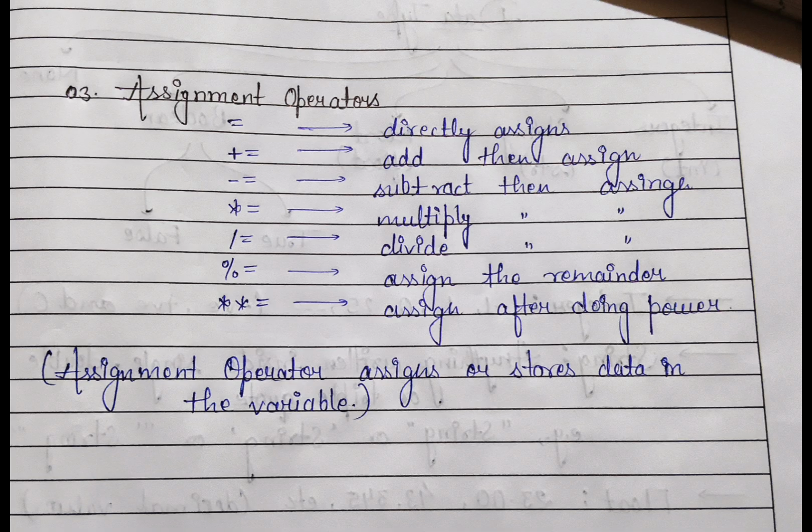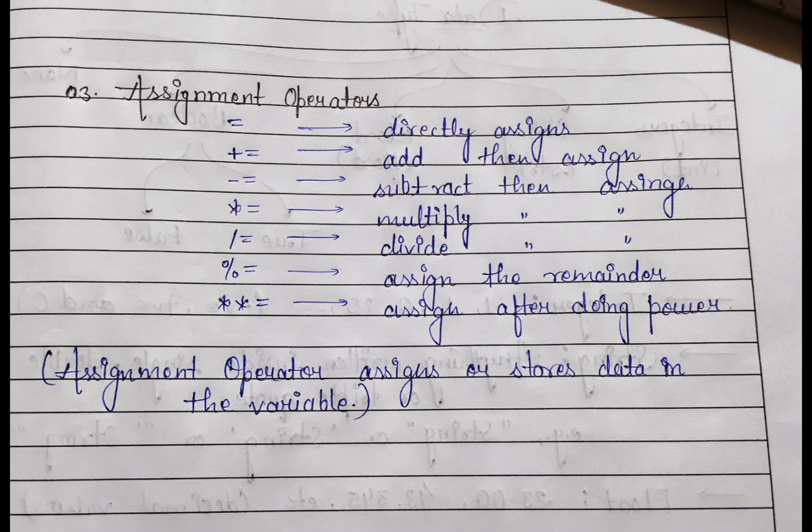So equal to directly assigns the data in the variable without doing anything. All the other assignment operators first modify it, then store it in the variable. Like the second one, plus and equal to. It first adds the thing which we have given to add, and then it stores it in the variable. And similarly minus equal to, it first subtracts then stores. Next one is asterisk equal to, it first multiplies and then stores the information. Similarly forward slash equal to, modulus equal to, and power equal to.